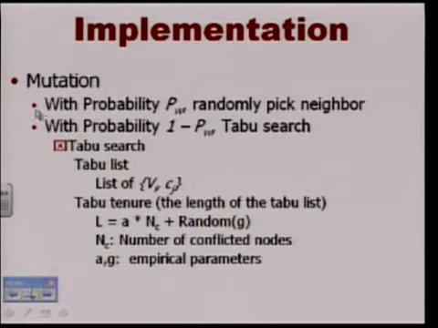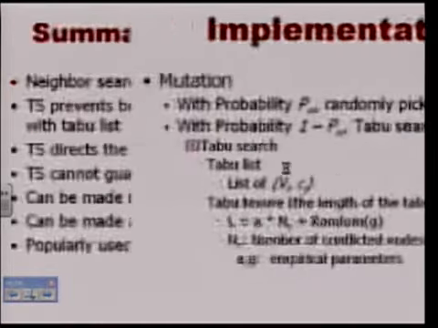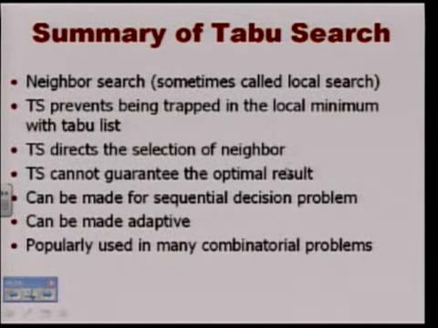And then with the mutation part, you put some probability PW to randomly pick a neighbor, and with some complementary probability, you do a taboo search with some taboo list, where the list contains existing graph nodes where you already traveled and the solution may not be as good. And then, of course, you need to update this list based on some random permutation.